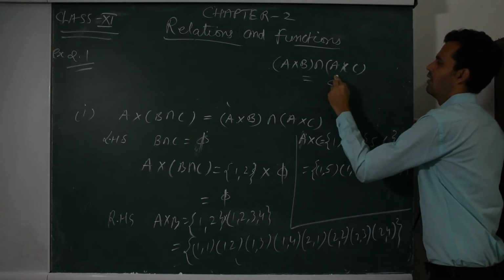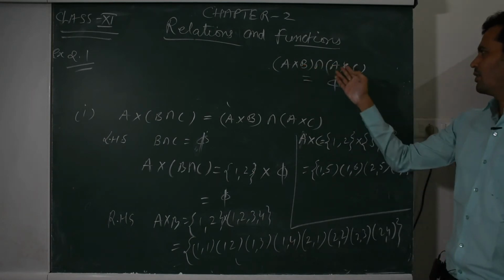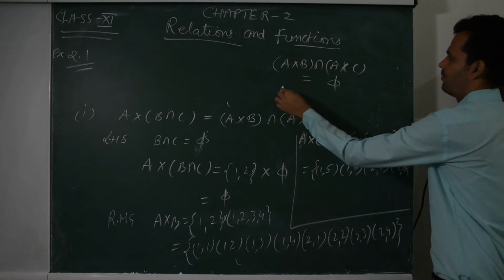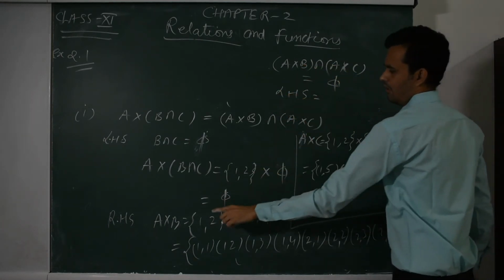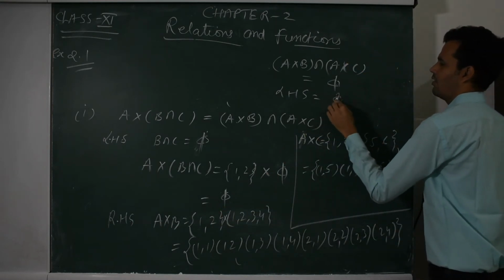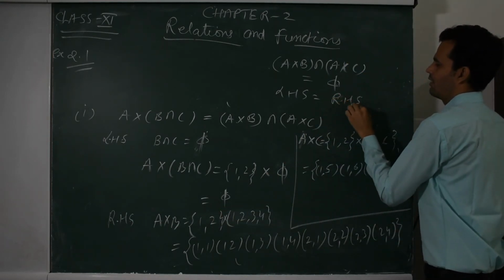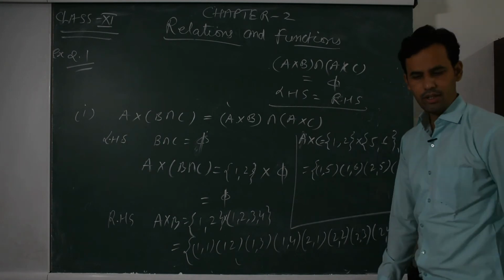Therefore, the intersection of A cross B and A cross C is phi. So LHS is phi, RHS is also phi. Therefore, these two are equal.